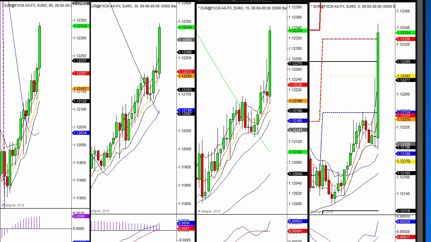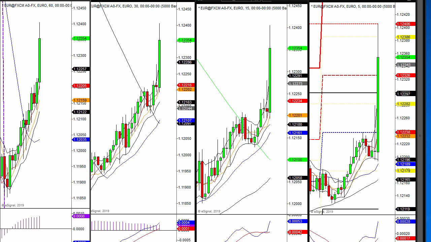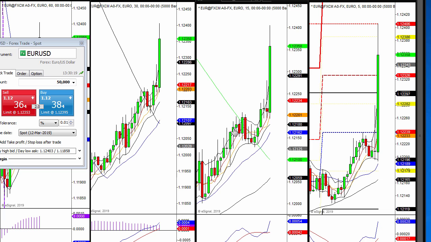Okay, so payrolls are out. We're spiking up. So looking for a spike up, that's what we're looking for. We're into that resistance zone that I've talked about. So I'm going to put a unit in here. 33. Right, 34. First unit in.